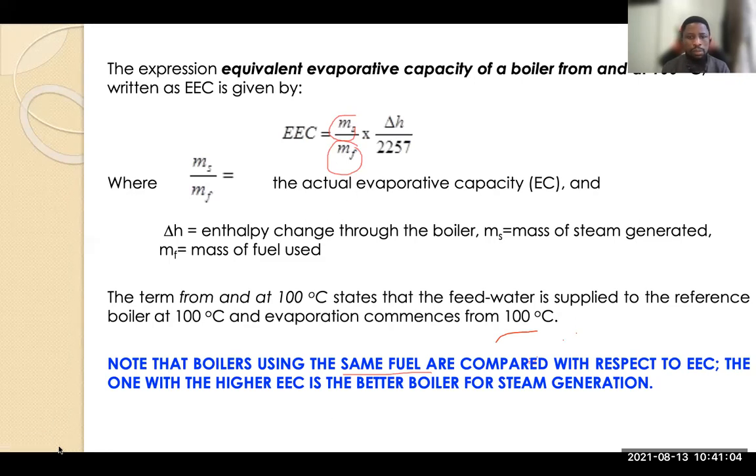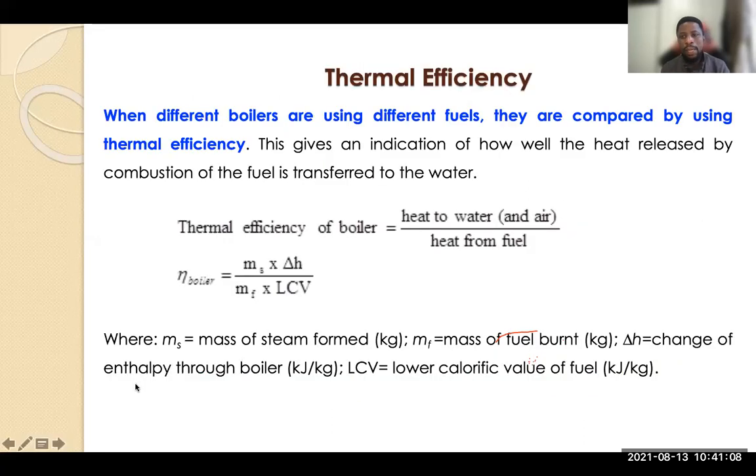The other way the efficiency can be compared between boilers is what we call thermal efficiency. We've seen this before in previous classes last semester. So when do we use thermal efficiency? We use thermal efficiency when the fuels are different. For example, boiler A is using coal, while boiler B is using petrol, kerosene, paraffin or diesel. When that happens, you compare the efficiency by using thermal efficiency. So take note of that. The rest are your equations, and I've emphasized the differences.